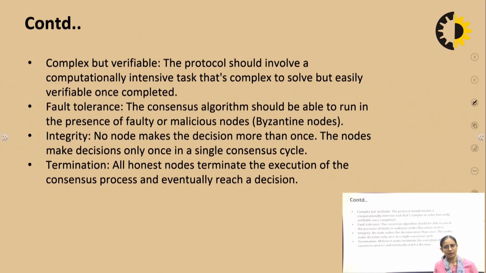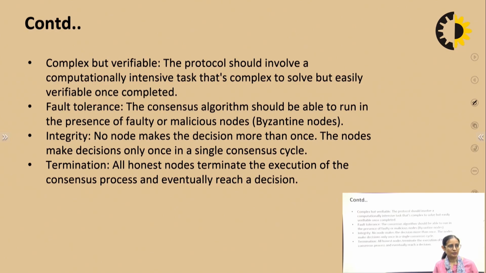Some ambiguous kind of information it is sending, due to which that particular transaction, that particular block is not added to the DLT. So if such Byzantine nodes are present in my network, then my consensus algorithm should have such power that it is still able to take the decision. Integrity, no node makes the decision more than once. The nodes make a decision only once in a single consensus cycle.